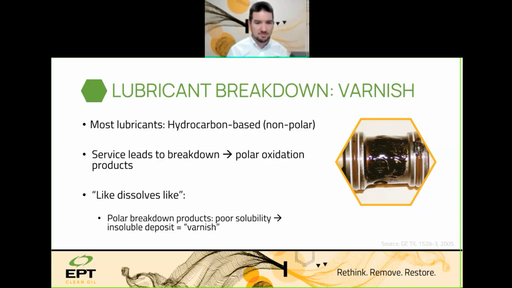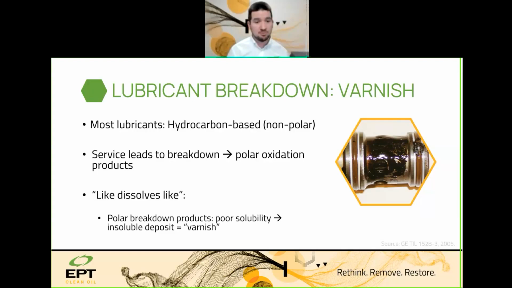Well, the vast majority of the lubricants that we use are hydrocarbon based, whether it be a group 1, a group 2, a group 3, or a group 4 base oil. Those are all hydrocarbon based and therefore non-polar. Now, when you put those oils into service, they undergo breakdown and most likely oxidative breakdown because we live under an oxygen atmosphere. And that breakdown produces polar oxidation products.